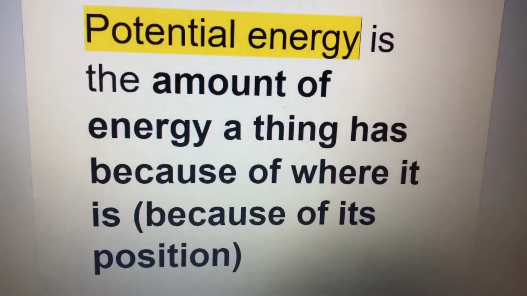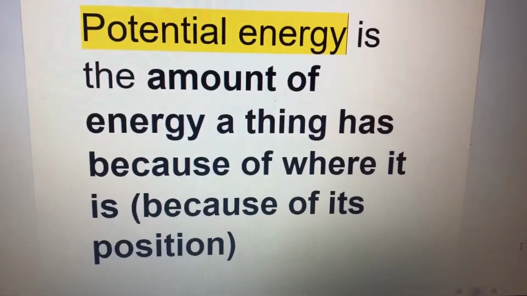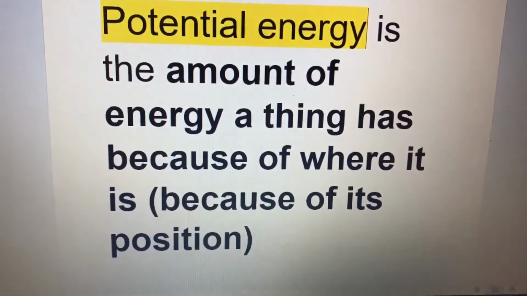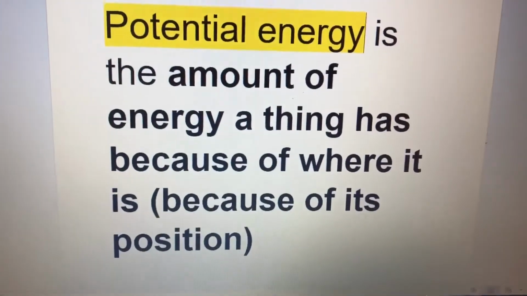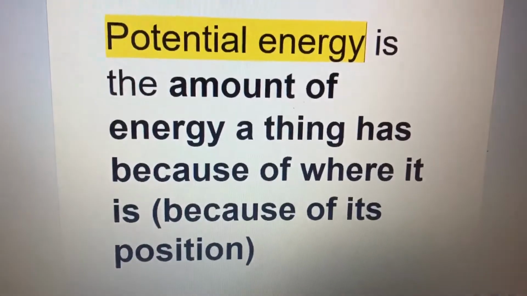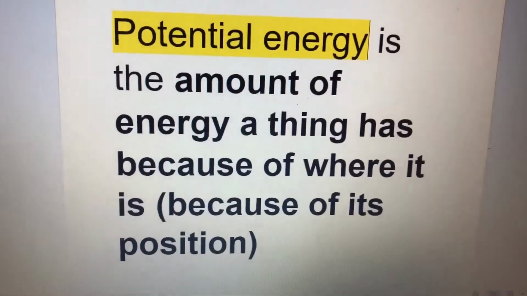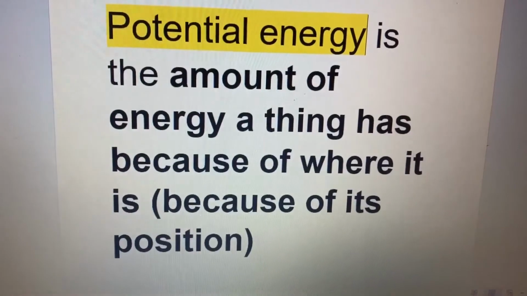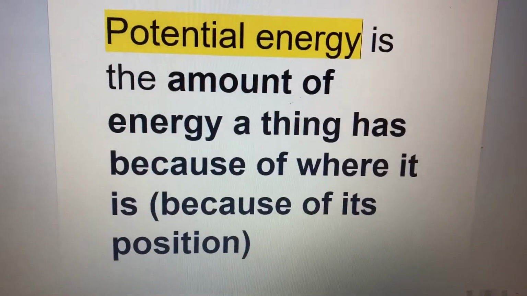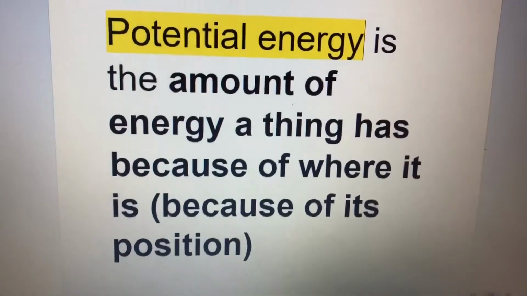Okay, before we go on, I want to make sure that you have a good definition for potential energy, okay? So please write this in your notebooks. Potential energy is the amount of energy a thing, an object, has because of where it is, okay? Because of its position. Which means that it's because of its position. That is potential energy. It's related to the position of the object, to the place where the object is.